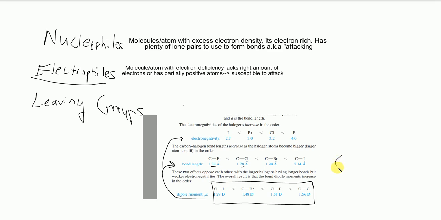And one other leaving group that's also very good that I want everyone to know is something called OTs. OTs is just a leaving group. It's a very big leaving group. We never write out what it actually looks like. We just write it out like this. So attached to a molecule, it would be written like this. Just know that this is a very good leaving group, and it very readily leaves. It's just as good as or better than chlorine.